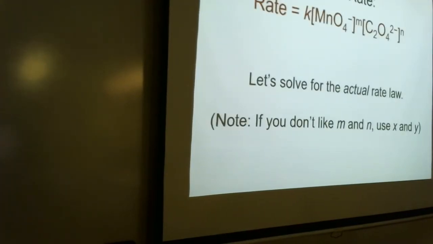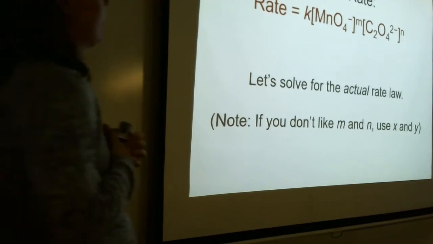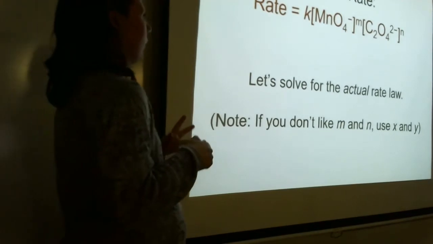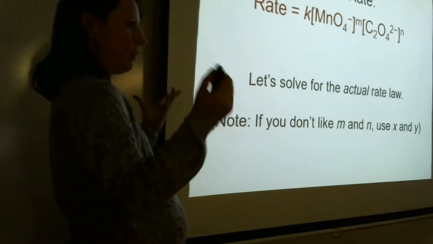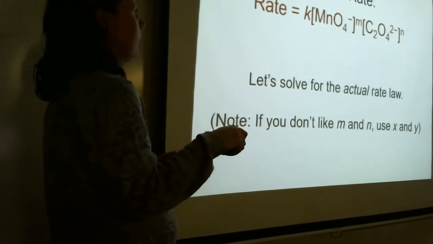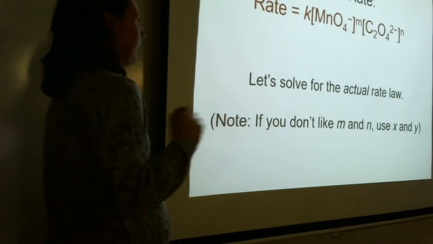So there's the generic rate law. Look, this time I just used M and N just for fun, right? You can use any variable you want there. You can use happy face and heart, you know, have some fun with it, right? You have to find little ways to be excited in life, right? So we're going to solve for the real rate law, right? This is just the generic rate law. This is the dummy rate law, right? We need to solve for the actual value of M and N, and then we need to solve for K.